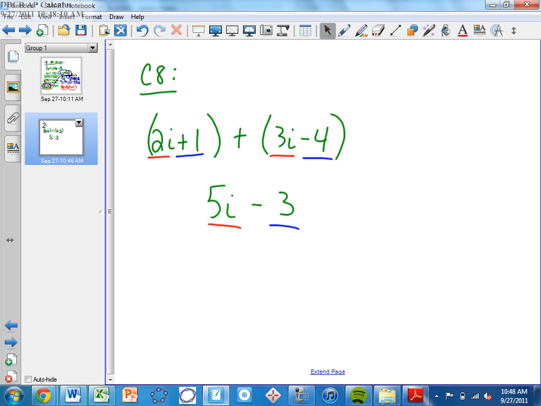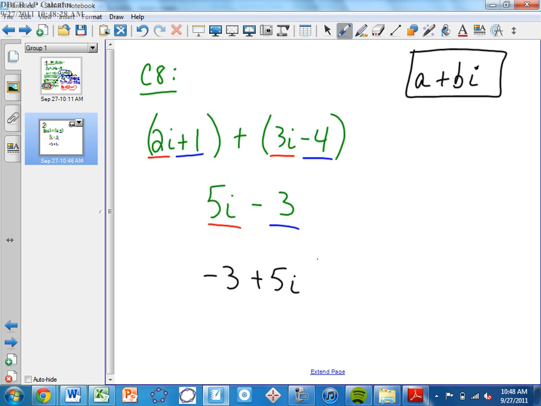Now the other thing is this: later we're going to talk about what's called standard form, and this is a plus bi form. What this means is that we always want the real value here and the imaginary value here. So here we really have negative 3 plus 5i as our final answer. Even though those are the same thing, we want our real number on the left. So this is the real component, and this part is the imaginary component.